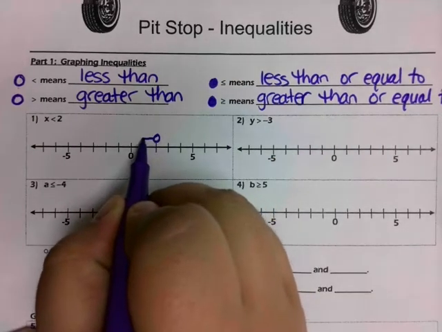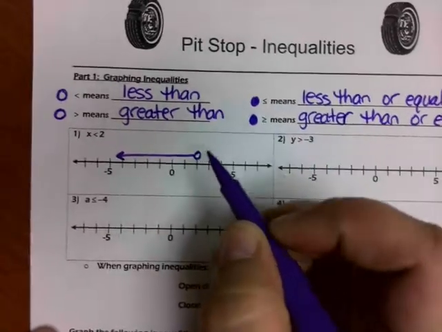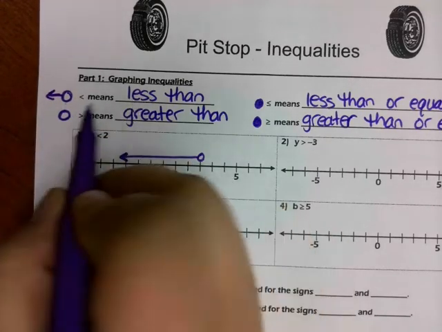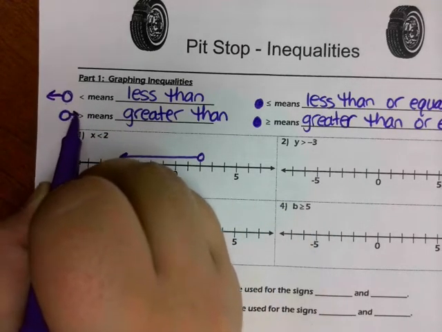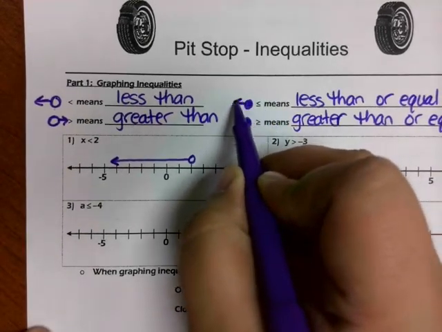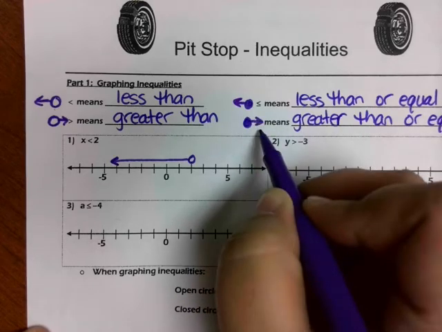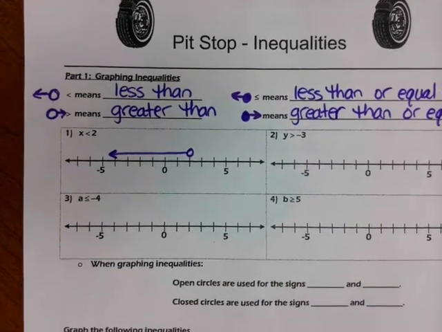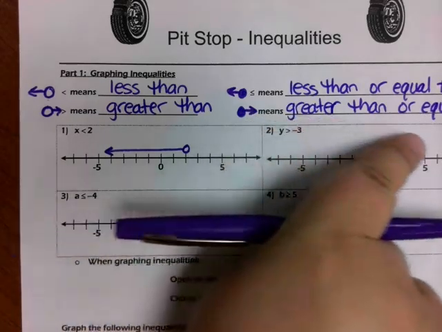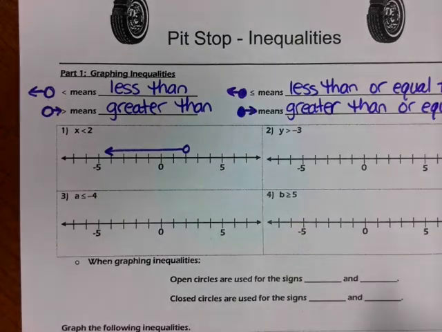So less than always points to the back. Okay, so we can put that here too. So when it's less than, the arrow goes backwards. When it's greater than, the arrow goes to the right. Again, less than, the arrow goes to the left, and greater than, the arrow goes to the right. Because when it's the greater than symbol, everything greater goes to the right on the number line, and when it's less than, everything less goes to the left.